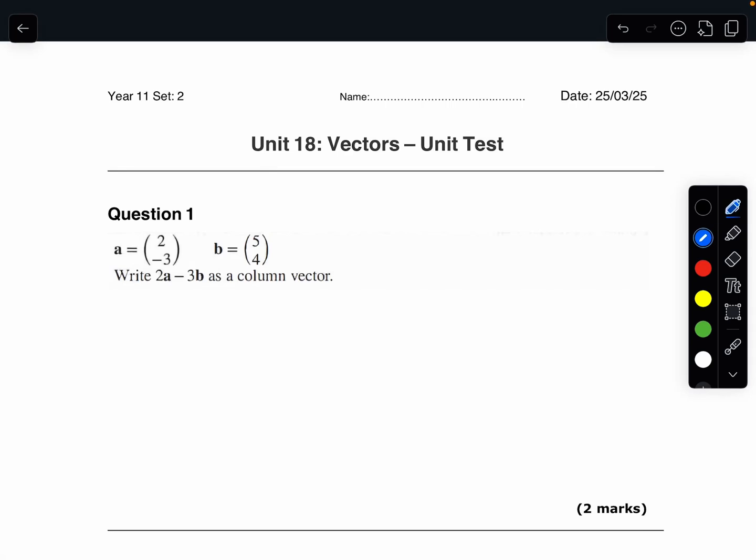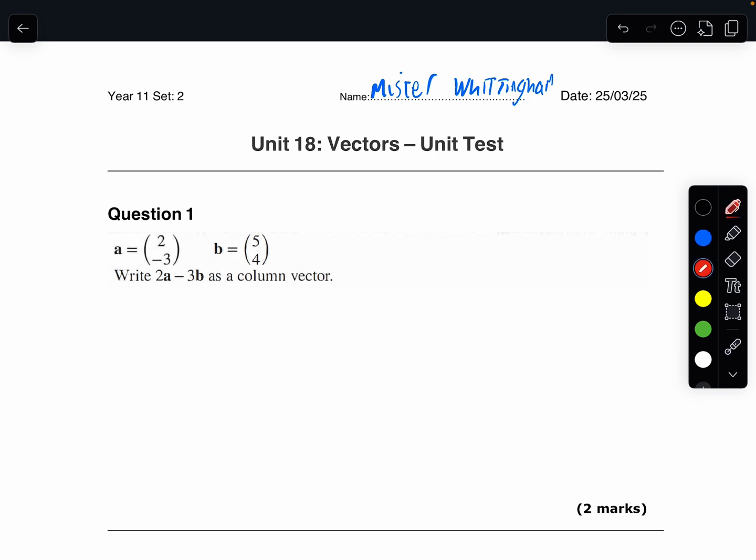Alright, we're starting this off, Unit 18 vectors. As with all things vectors, I'm coming into this with nothing but a pen and a dream that I'm going to do well, which is always a tricky thing to do. But without further ado, let's get straight into this.